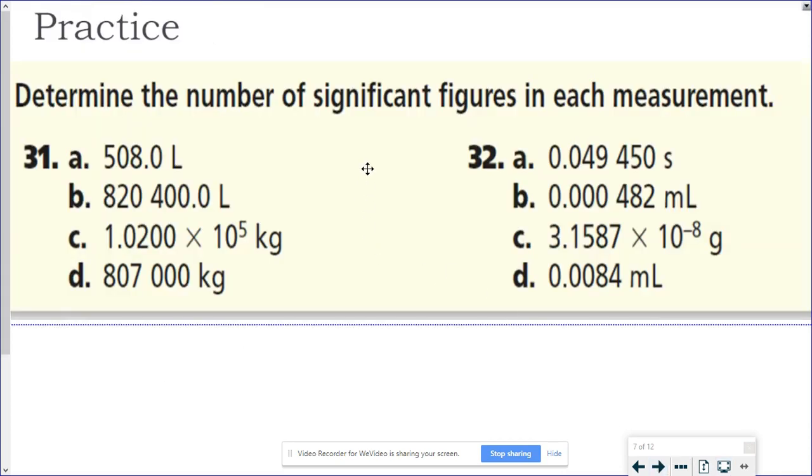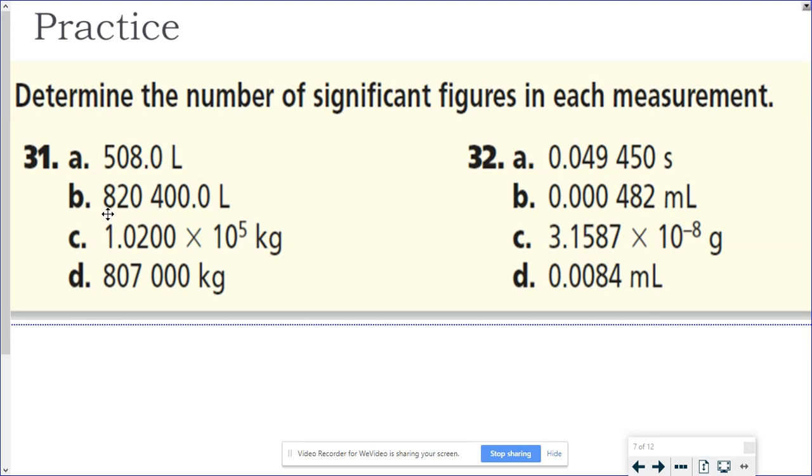Here we're going to determine the number of sig figs in each measurement. So this has 4 significant figures because we end up having a non-zero number, a non-zero number. This 0 is between 2 significant numbers. And this guy here is a final 0 to the right of the decimal.